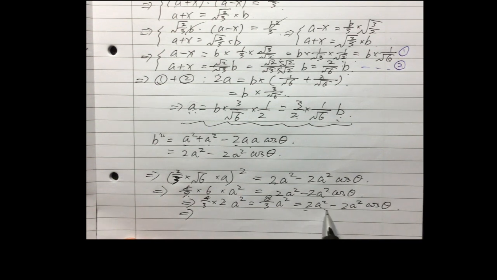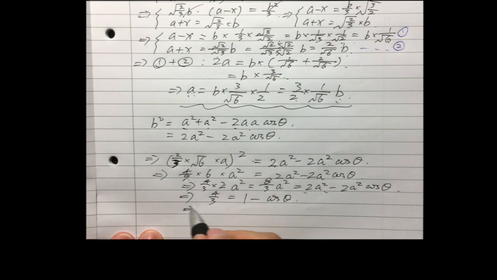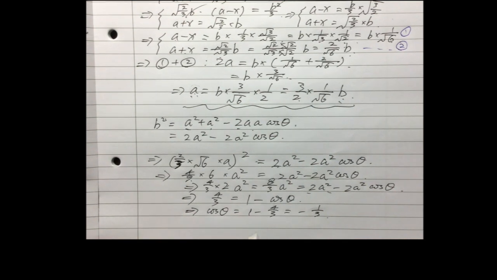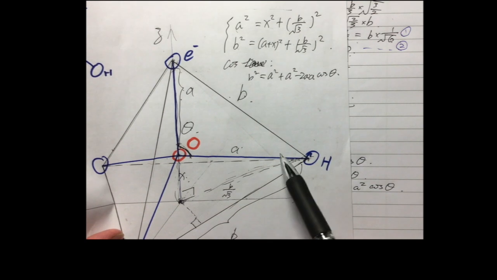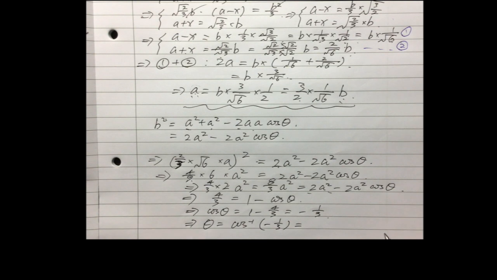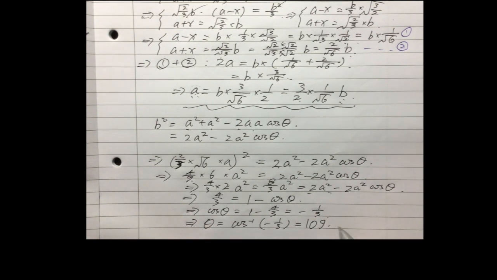We divide by 2a squared for both sides, which will become 4 over 3 for the left hand side, and the right hand side will be 1 minus cosine theta. So we can easily get cosine theta as 1 minus 4 over 3, which is negative 1 over 3. Well, it's a negative number, of course, because this angle obviously is greater than 90 degrees. So our theta is cosine inverse of negative 1 over 3, which will be 109.5 degrees.